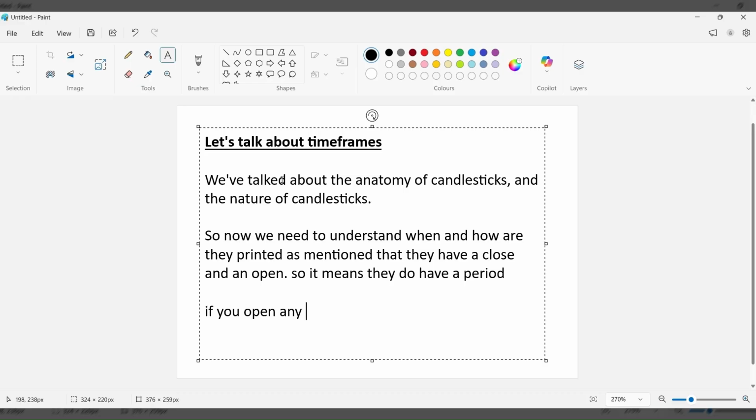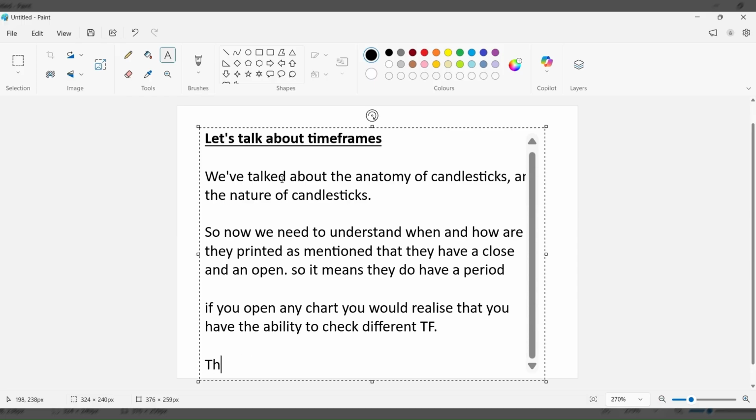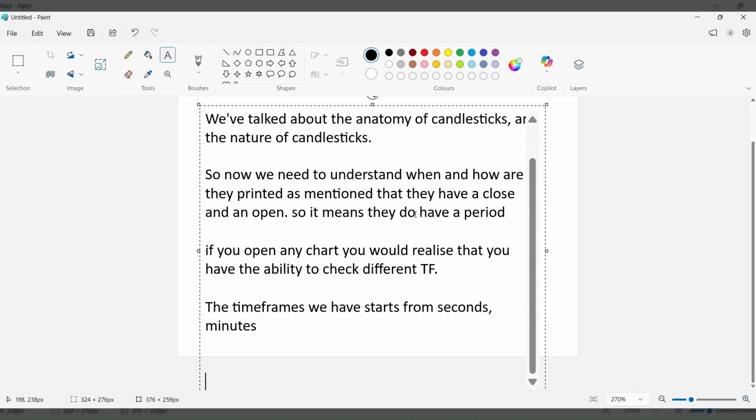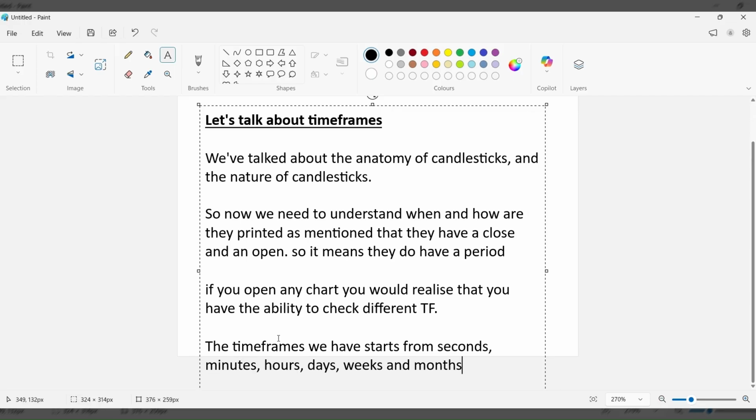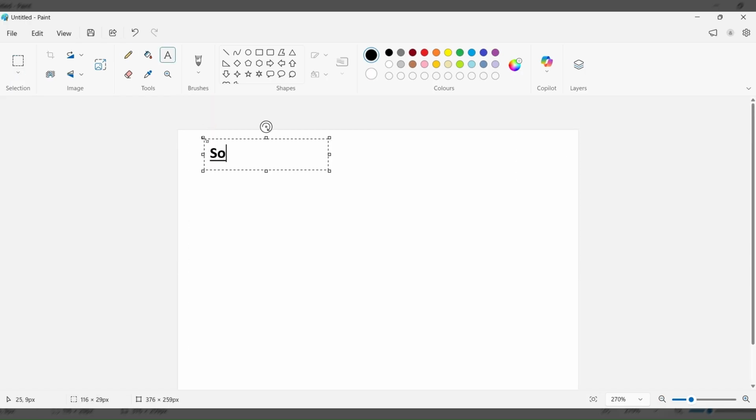If you open any chart, you would realize that you have the ability to check different time frames. The types of time frames start from seconds, minutes, hours, days, weeks, and months. So you can have candlesticks that are printed for every single time frame.